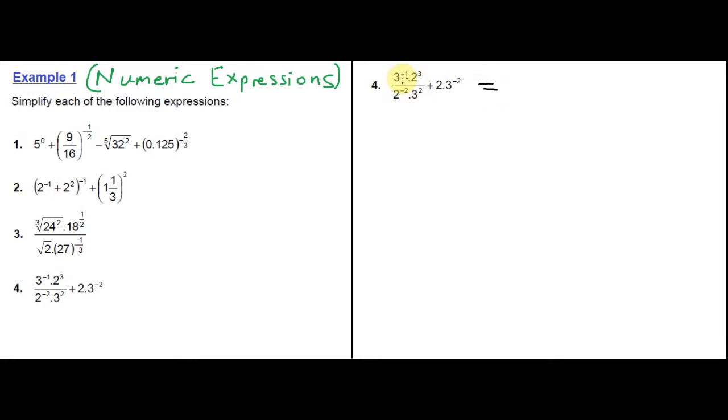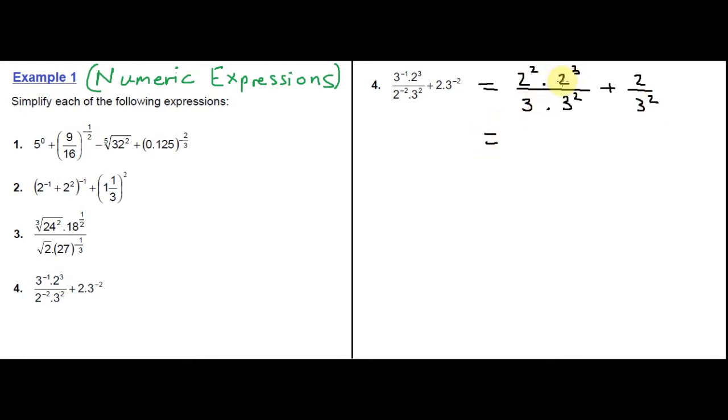So we're going to take the 3 to the minus 1 into the denominator, and it becomes 3 to the plus 1, or just 3. Then 2 to the minus 2 goes to the top, and the power becomes positive. So it's 2 squared, and we still have 2 cubed and 3 squared. I'm going to take the 3 to the negative 2 into the denominator, and the power becomes positive. So it's going to be 2 over 3 squared.